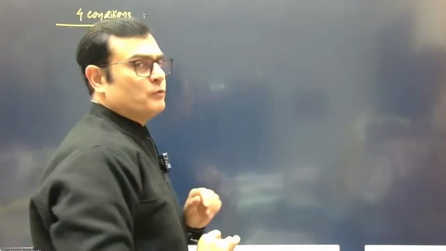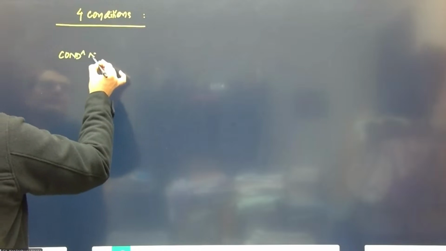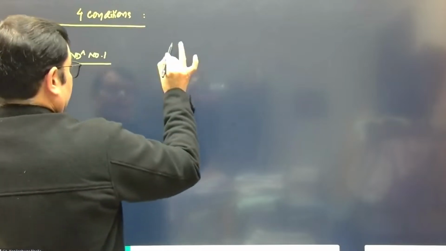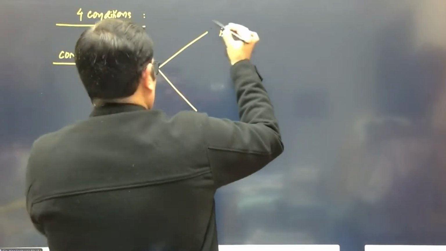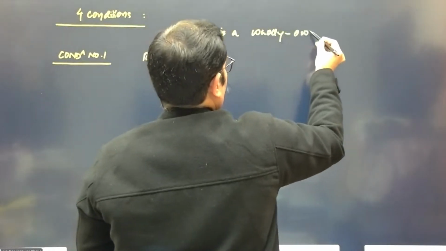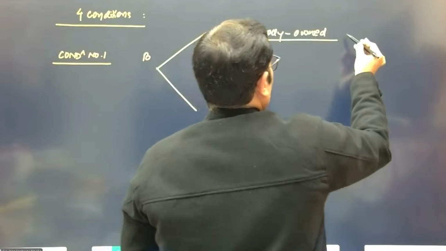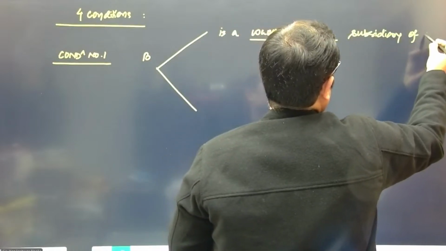Now let's see the 4 sets of conditions. We are now going to look at the 4 conditions in simple terms. I am going to put the 4 conditions in short. Condition number 1 is, I'll take the same example, B is supposed to be a wholly owned subsidiary of A. So your first condition is that B is a wholly owned subsidiary of A.